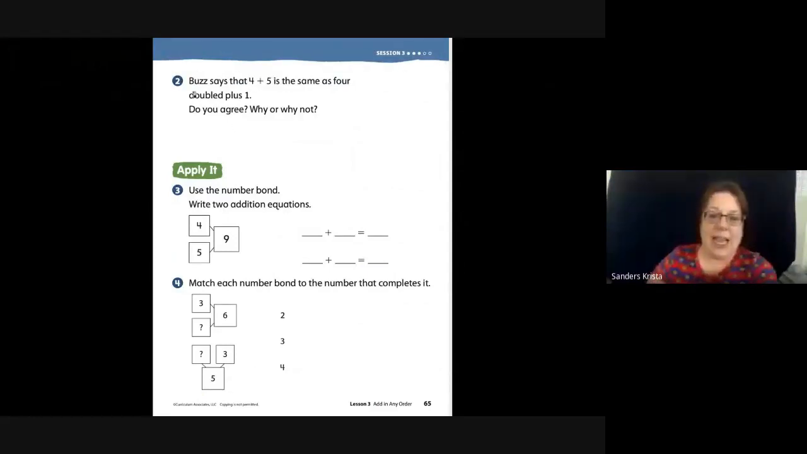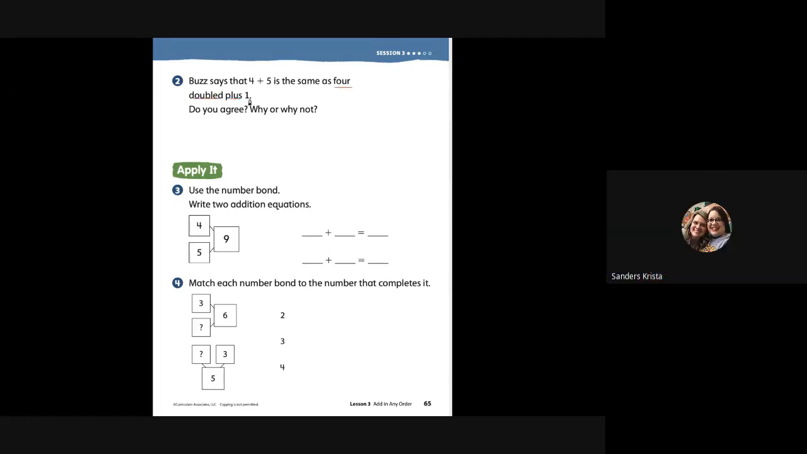65, adding in any order. Number two, Buzz says that 4 plus 5 is the same as 4 doubled plus 1. Do you agree? Why or why not?